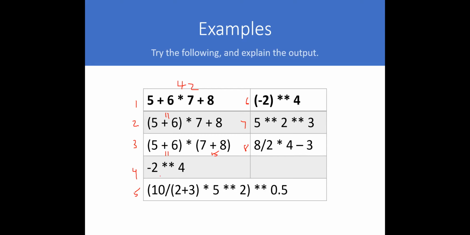Okay, the fourth one is interesting because if you just put -2 into 4, you will get -16. But if you put brackets, you will get +64. So make a note of this one.